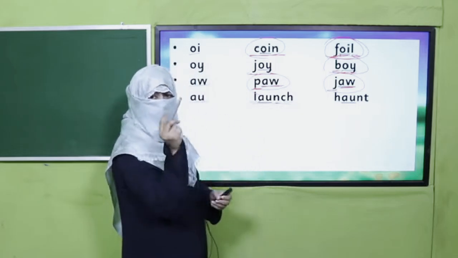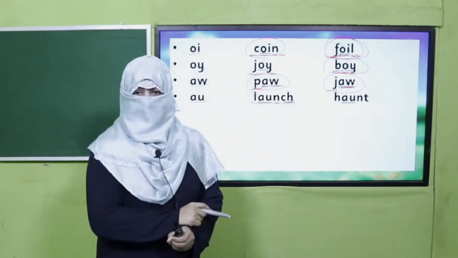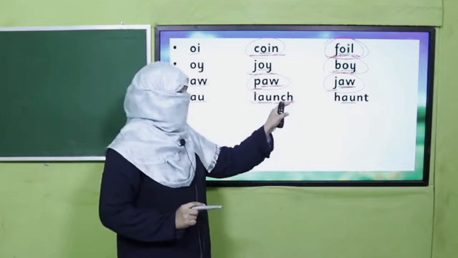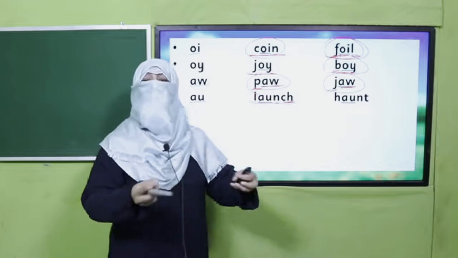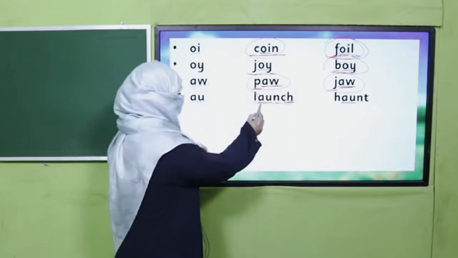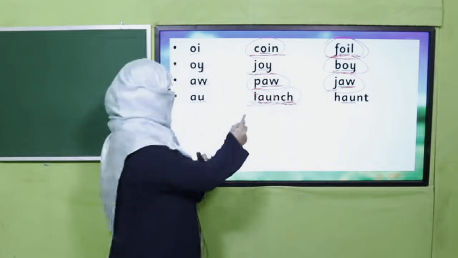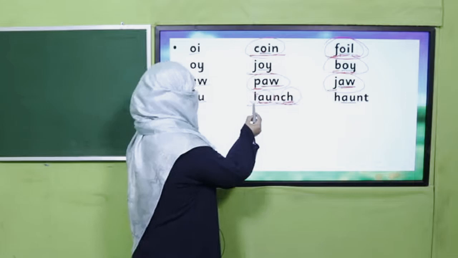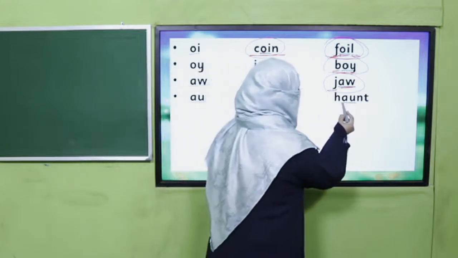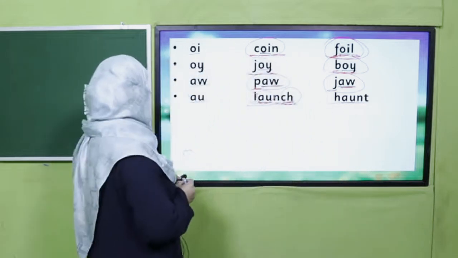Now you see one thing more, my dear students. Here it's CH. Remember, CH is a digraph where the letters leave their own sounds and make a new sound. So CH together is the ch sound. And here we find one diphthong and one digraph. And together this word is l, aw, n, ch, launch. Okay? Aw, n, ch, haunt. All right, this is how we practice these.